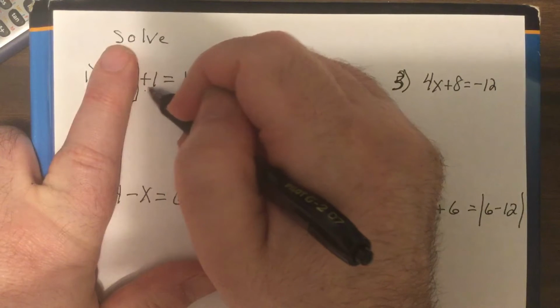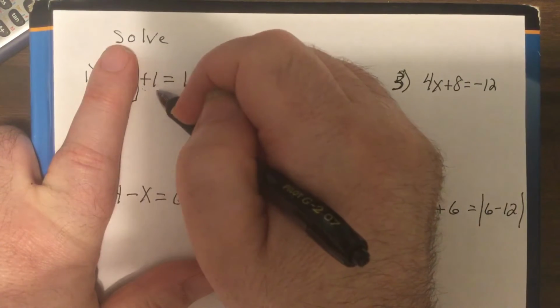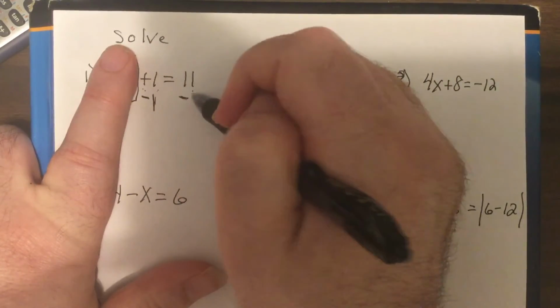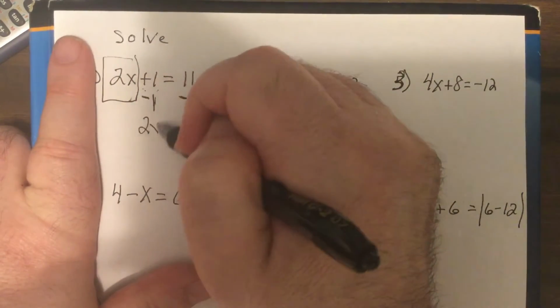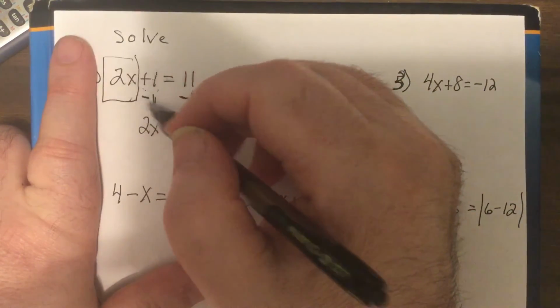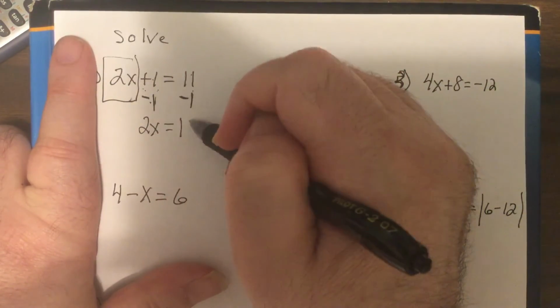What do I do to get rid of plus 1? What's the reverse operation of plus 1? Well, subtract 1. So I'm going to subtract 1 from both sides. 1 minus 1 is 0, so it's just 2x. 2x plus 0 is 2x. And 11 minus 1 is 10.